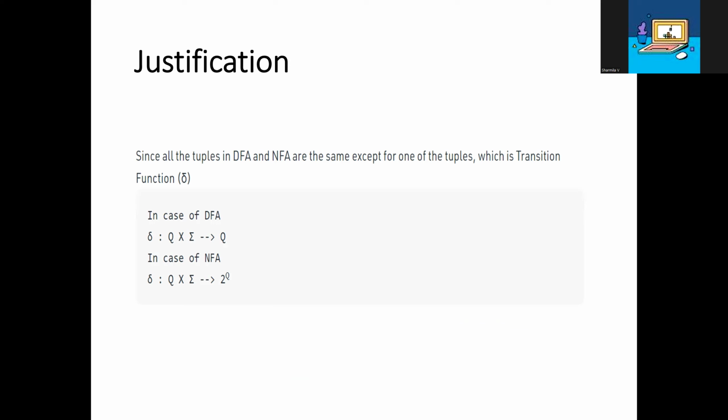The difference is only the transition. The DFA del transition is Q cross sigma tends to capital Q. Only one state at a time it will move. There is no null transition allowed. In the case of NFA, it allows the null transition, and Q cross sigma gives the power set, the number of states being 2 power Q.